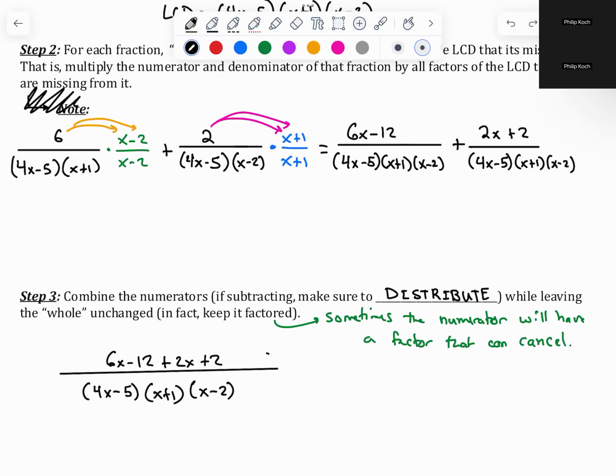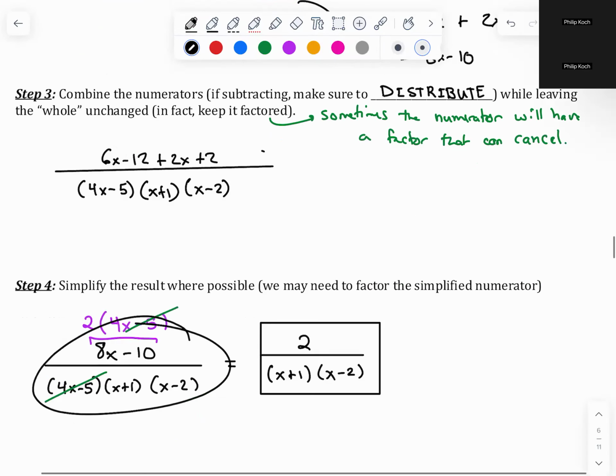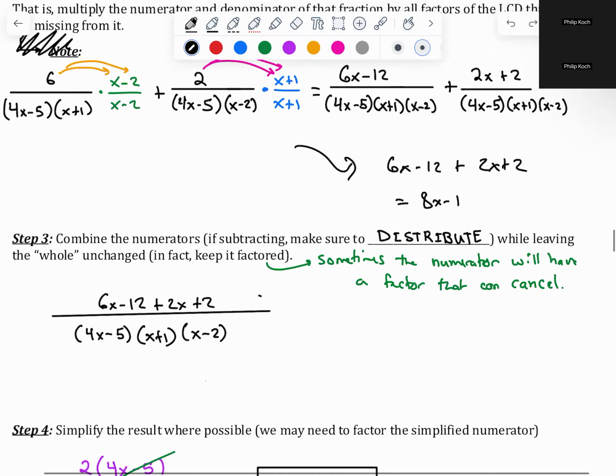So once you've done this step, you're saying off on the side, you'll write 6x minus 12 plus 2x plus 2 equals 8x minus 10, and then write this step. Yes, you can do that. Absolutely. Just make sure you're not saying that these things are equal, because they're not equal. That's just the numerator portion.